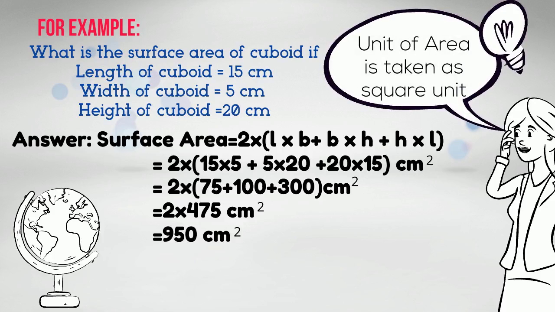Two things to keep in mind, kids. Always solve the bracket first and then multiply it with 2. And second, the unit of area is square unit.